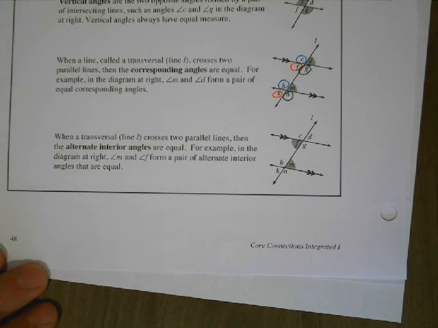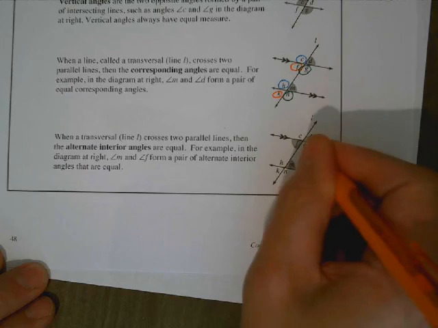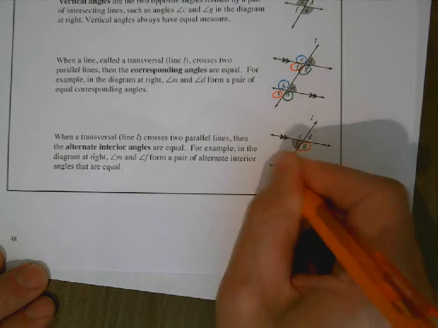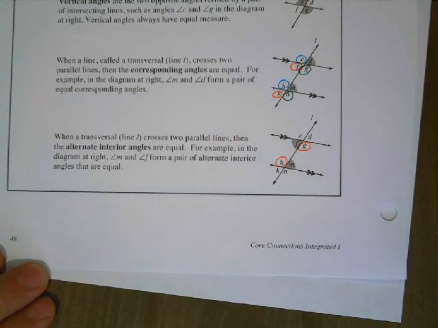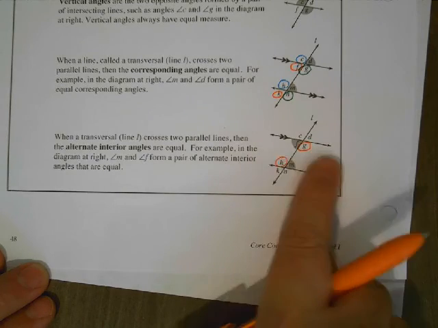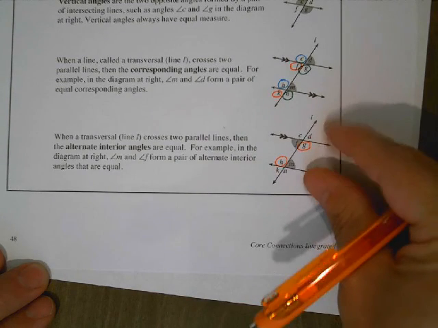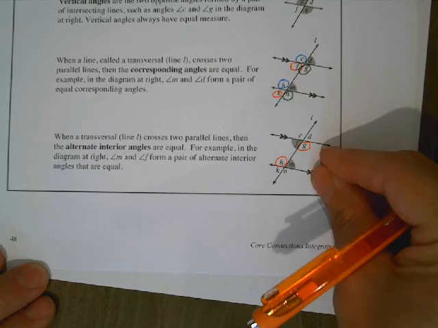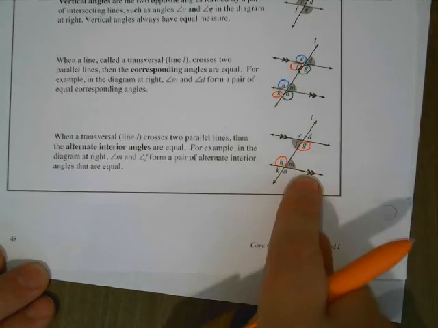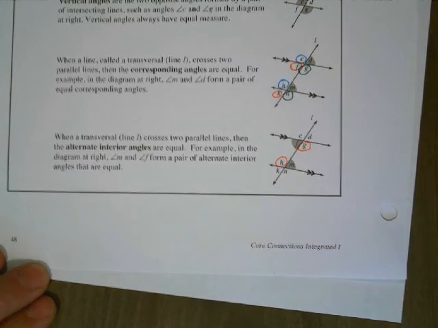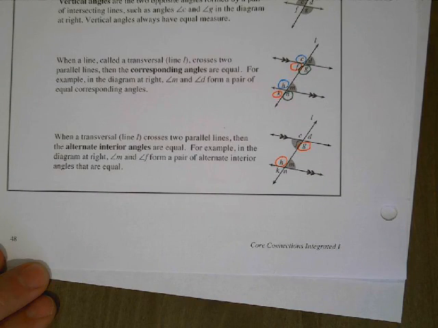There's another pair of alternate interior angles. G and H are also alternate interior. Alternate meaning different sides of the transversal. Interior meaning they're between those two lines. And if these lines are parallel, those would be alternate interior angles and they'd be equal to each other.